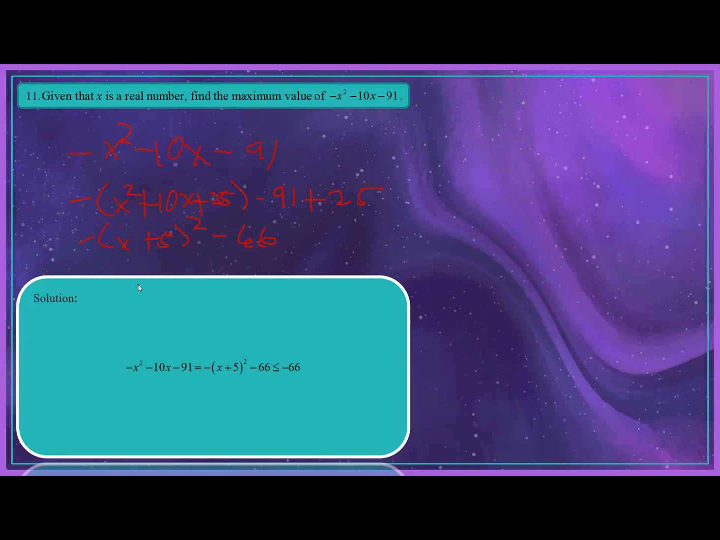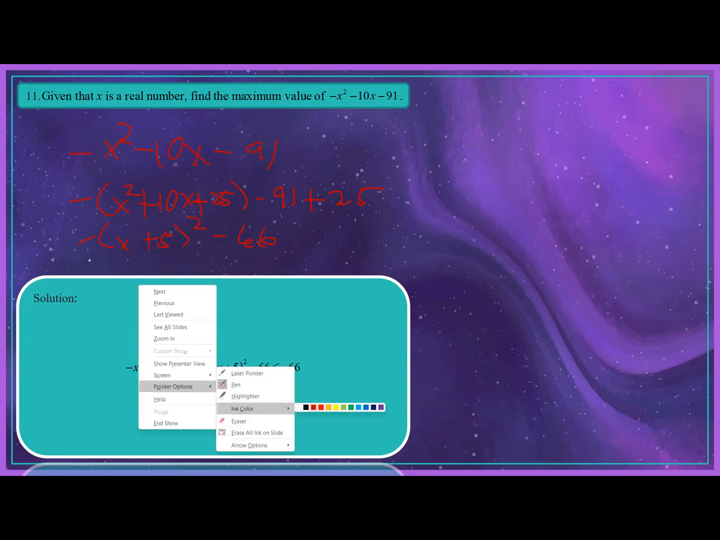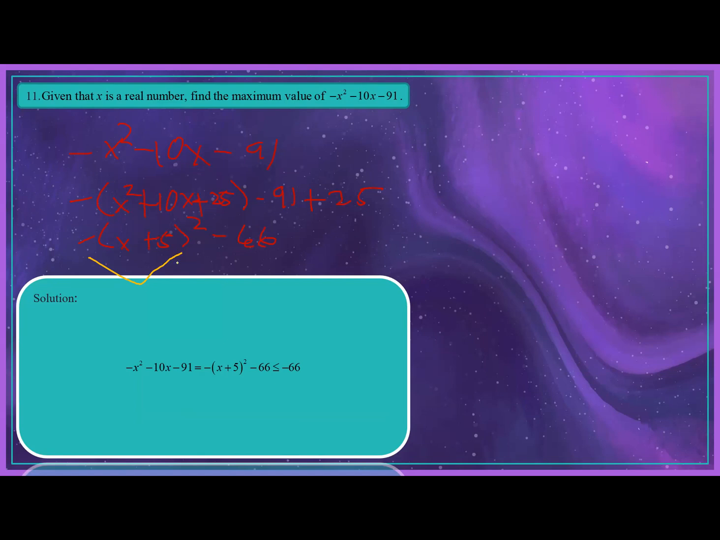Basically, the minimum value for this part is 0, right? Because it's a square, whatever number you substitute for x, the result is either 0 or positive. So this would subtract everything, and we need to make this 0. So the maximum value here would be negative 66.